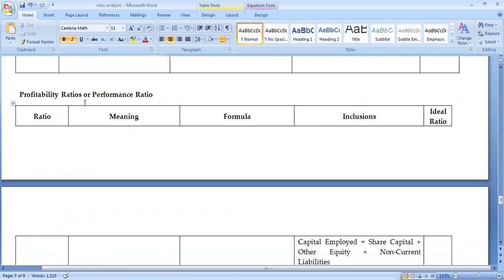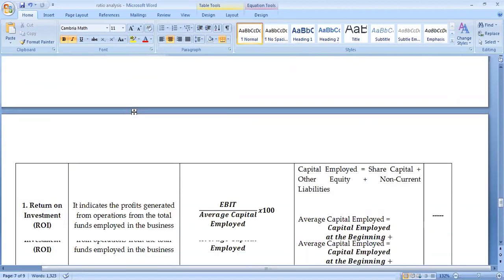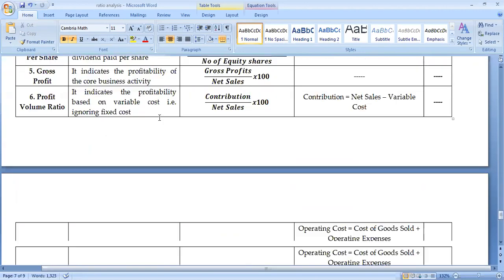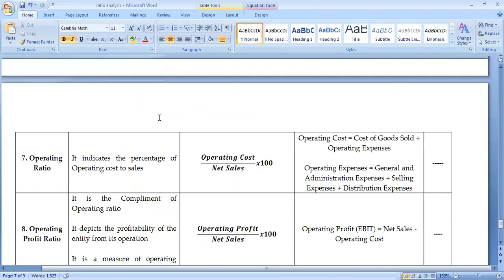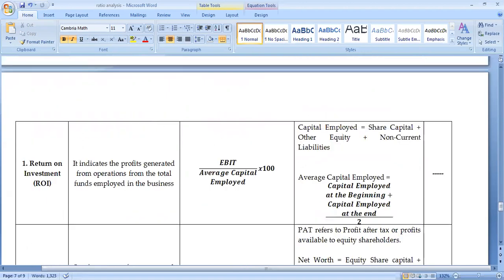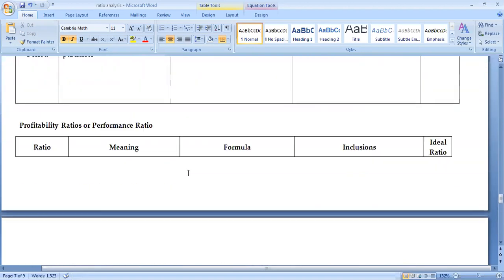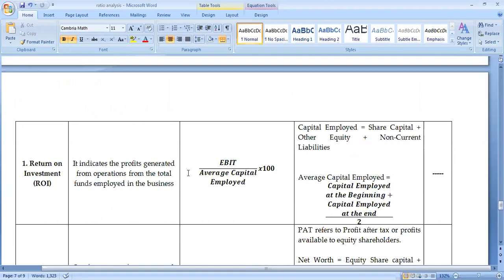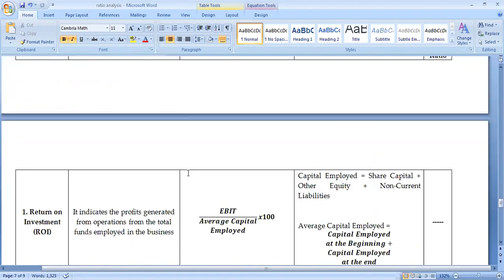Then there is the profitability ratio or performance ratio. This formula purely speaks of the performance of the company, or how well the company can perform. So here also you don't find any ideal ratio.